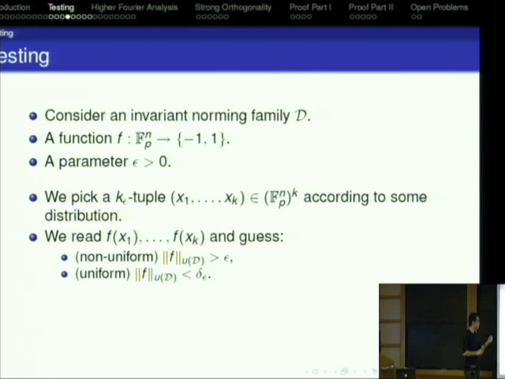We'll say that it is uniform, and we want this answer to be correct probabilistically with some high probability, an efficient procedure. So we don't want the guess to be something like a random guess. We want it to be better than random guess. If this happens, then there's a good chance that we'll say the function is uniform.